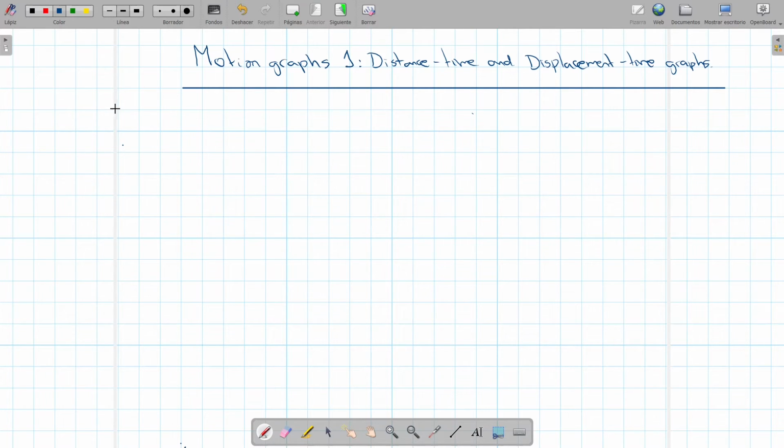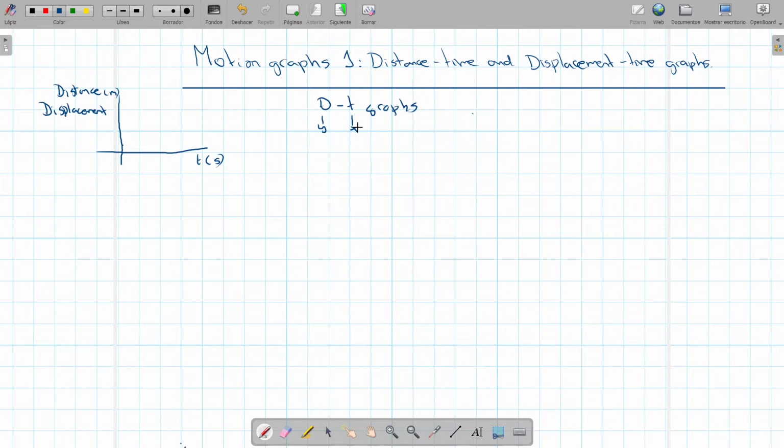When we say distance time or displacement time, we mean that the distance or the displacement will be in the y-axis, and the x-axis will be the time. So it means when we're talking about distance time graphs or displacement time graphs, this is the y and this is the x-axis.